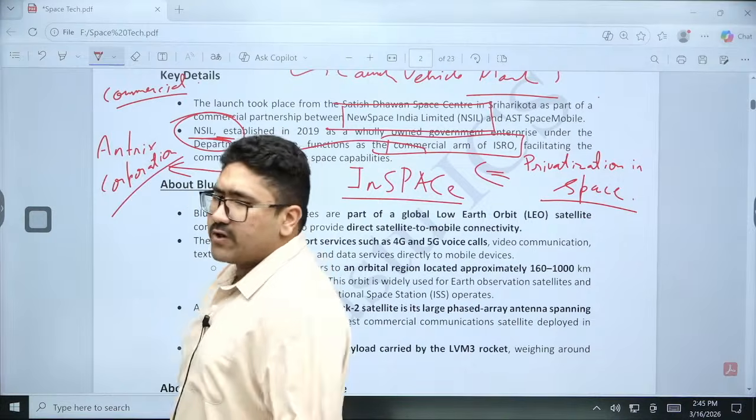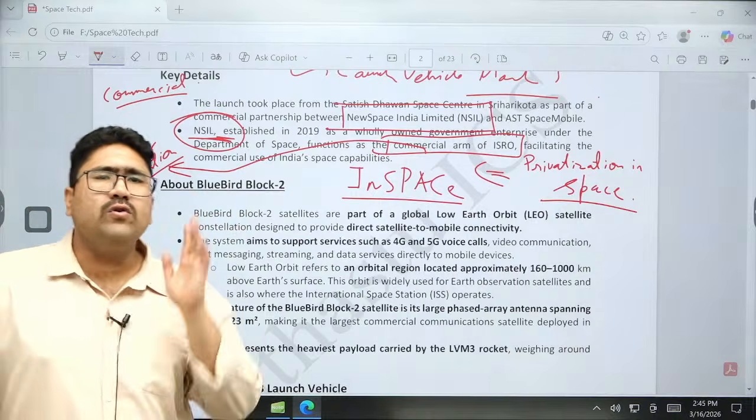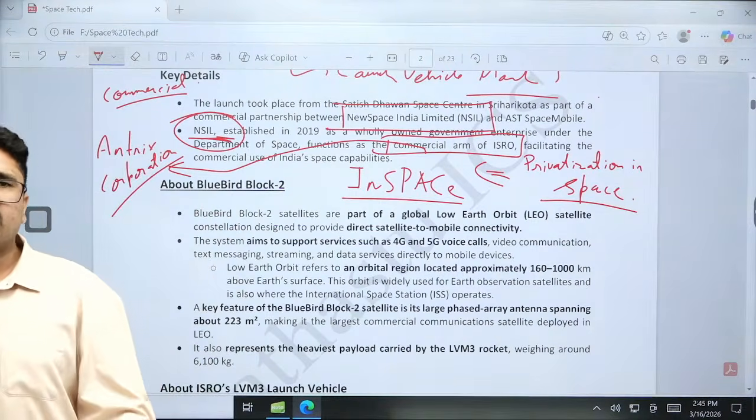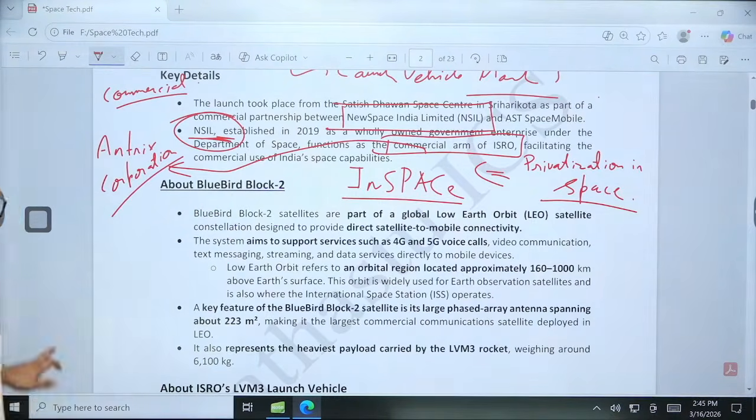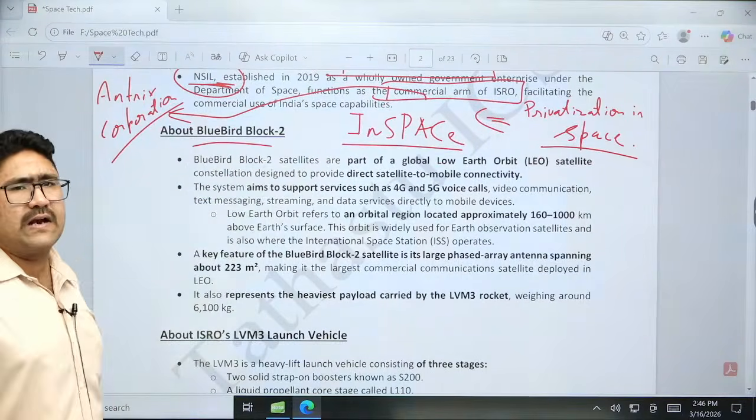Now Antariksh Corporation no longer exists. Antariksh Corporation has been succeeded by NSIL and InSpace. Earlier, in 1992, we had formed a body known as Antariksh Corporation. Now, let us understand about the satellite which has been launched.